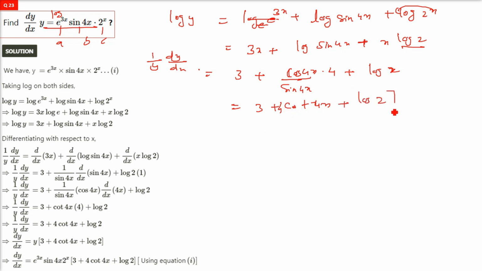Now this is the answer, but you have to take y on the right hand side. This y will be the actual thing, from where we started. Okay. So this is your whole term. This is y.